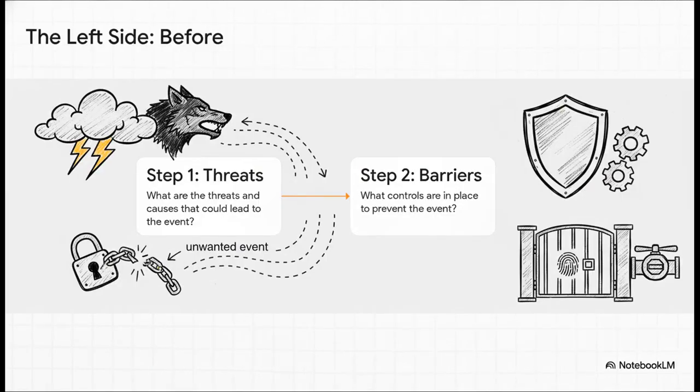On the left side of the bow tie, we map out everything that could happen before that unwanted event. First, you list the threats, the things that could trigger it. Then you put in your barriers, your controls. These are your defenses, right? Things like multi-factor authentication or safety valves. They're designed to stop a threat cold.